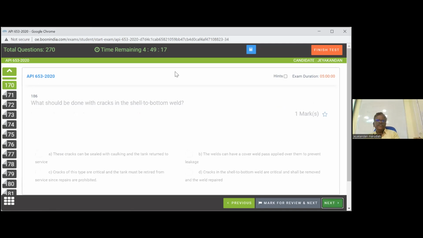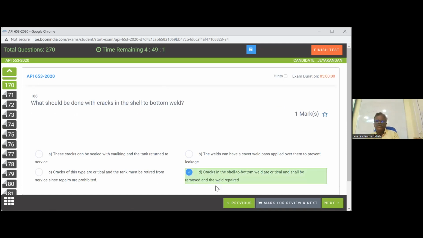What should be done with cracks beside the bottom? Shell to bottom cracks are not allowed. We have to repair it. Can these cracks be sealed with caulking? No. Can this be covered with a patch? No. Critical in tank must be no. The crack in the shell was critical and shall be removed and well repaired. So we have to remove and repair it.